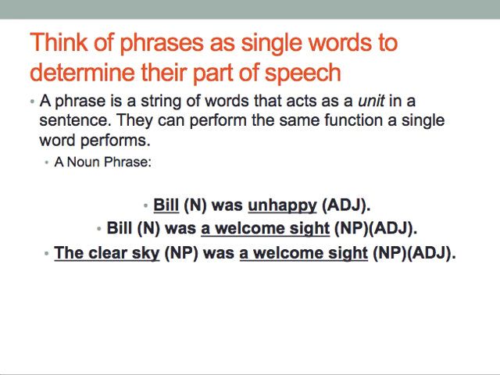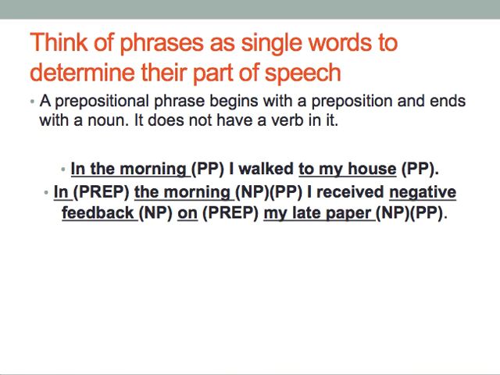In the same way, we could take the single word Bill and make it more complex. The clear sky (noun phrase) was a welcome sight. So now we've got a welcome sight acting as a noun phrase that's an adjective for the clear sky. It's a real easy way to wrap your head around analyzing a sentence.